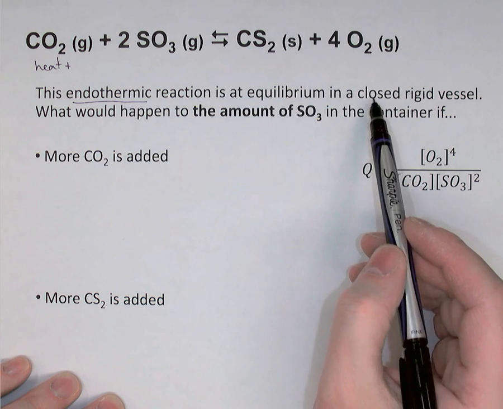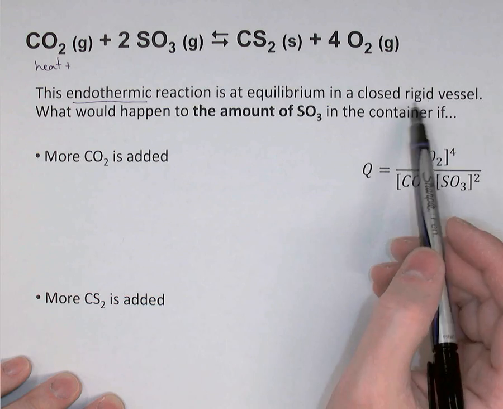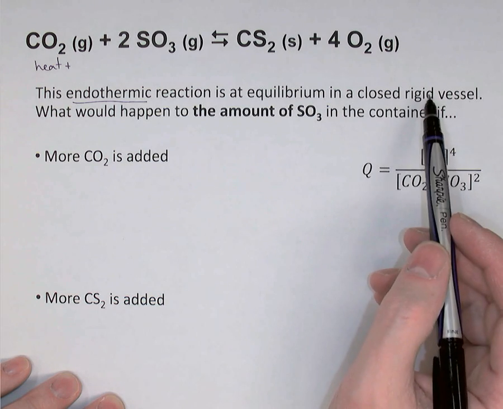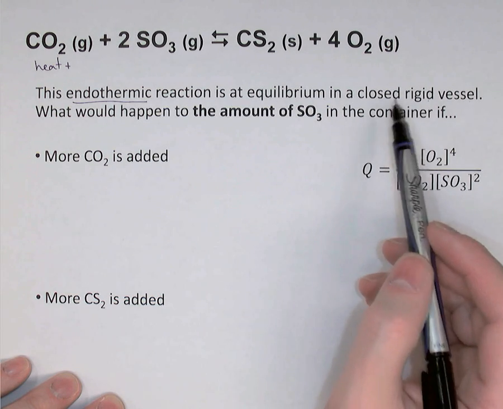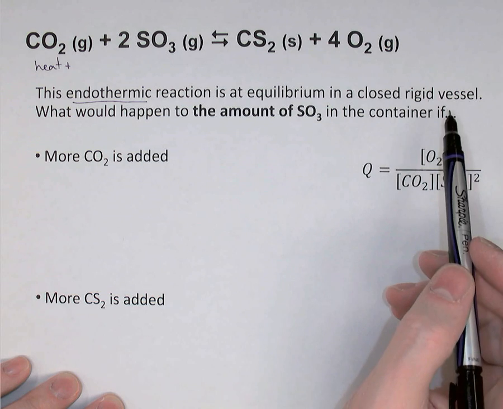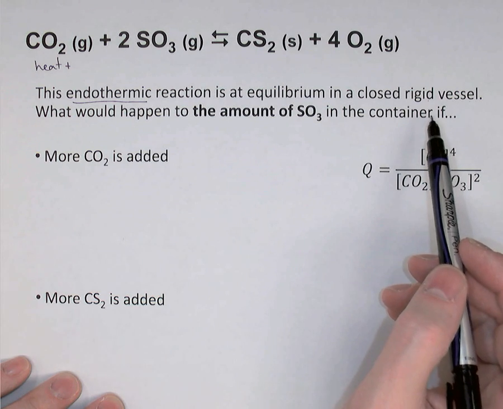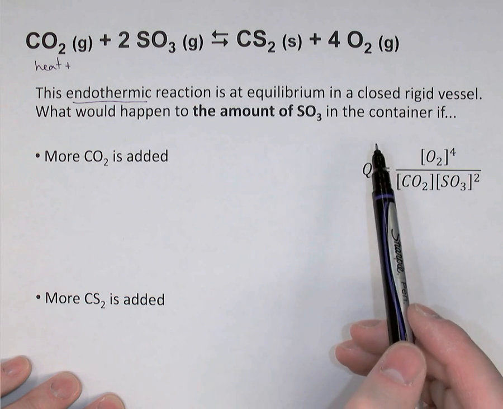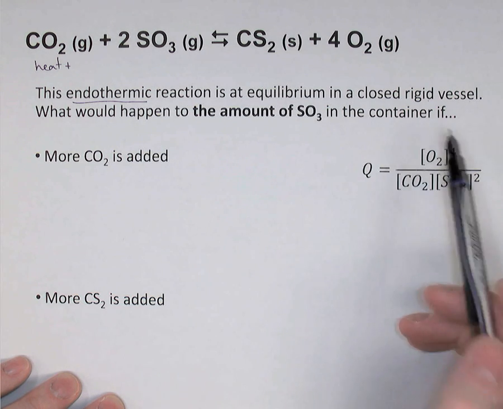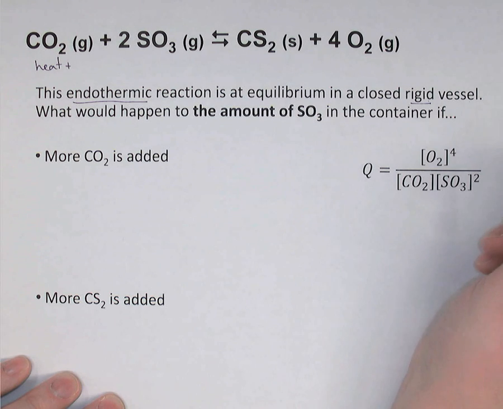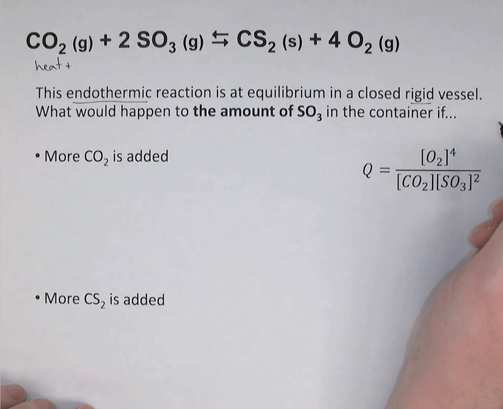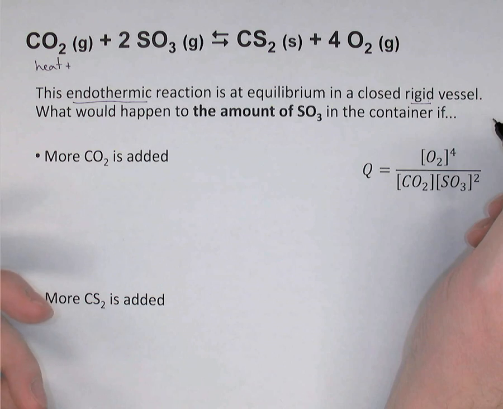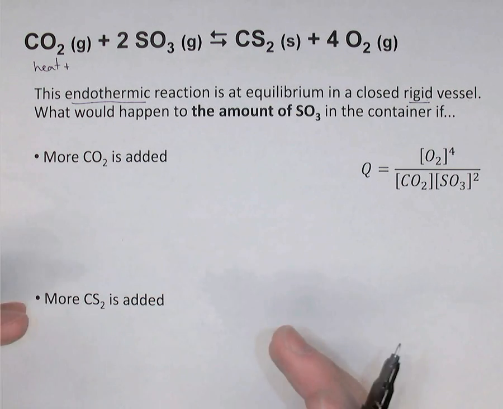And it's happening in a closed, rigid vessel. You cannot have an equilibrium system unless it's a closed system. The reactants and products cannot be allowed to escape. So if there are gases present like this, the vessel must definitely be a sealed or closed vessel. The fact that it's rigid simply tells us that the volume of this container won't change. So it's not going to expand or contract.